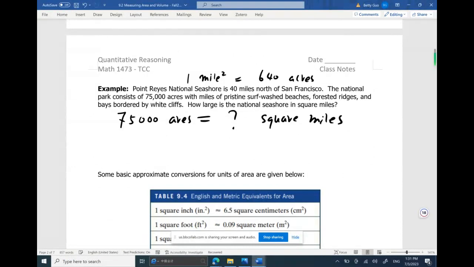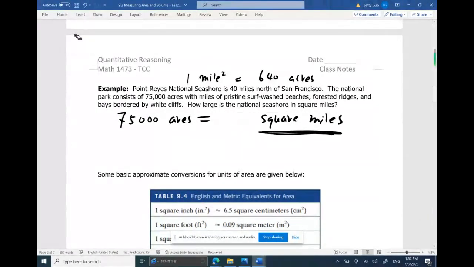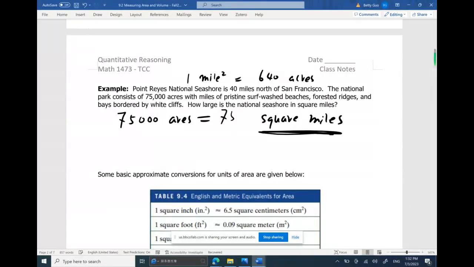So two units, miles and acres, they measure the area. Which unit is smaller? Acre is smaller, right? Because the number in front is bigger. A square mile is bigger. Acre is a smaller unit. So we are converting from acre to square miles. This is a bigger unit. So we want the number in front of it smaller by using 640.